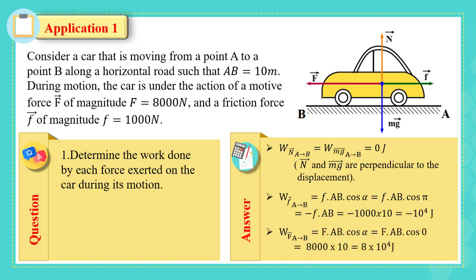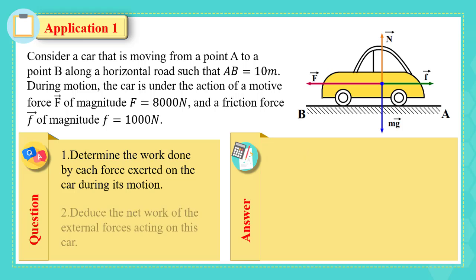The same for the work done by the motive force F, which is F times AB cosine 0, because F is in the same direction as AB, so the angle is 0. The expression F times AB can be used all the time for the work done by the motive force, which is parallel to the displacement and with the same direction. Now the answer here is 8 times 10 exponent 4 joules.